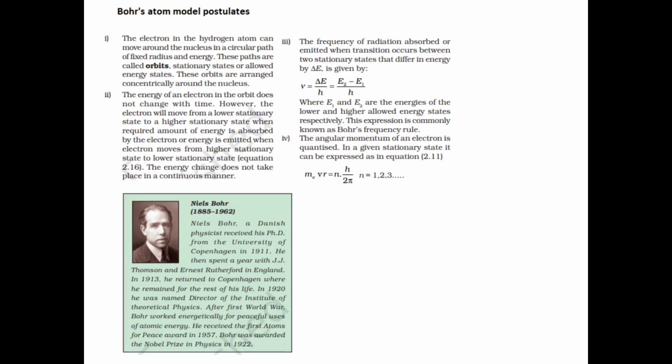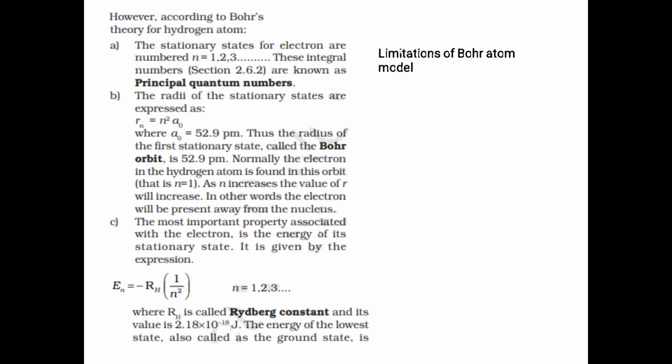The angular momentum of an electron is quantized. In a given stationary state, it can be expressed as mvr is equal to nh by 2 pi. According to Bohr's theory of hydrogen, the stationary states for the electron are numbered n is equal to 1, 2, 3, and so on. These integral numbers are known as the principal quantum numbers.